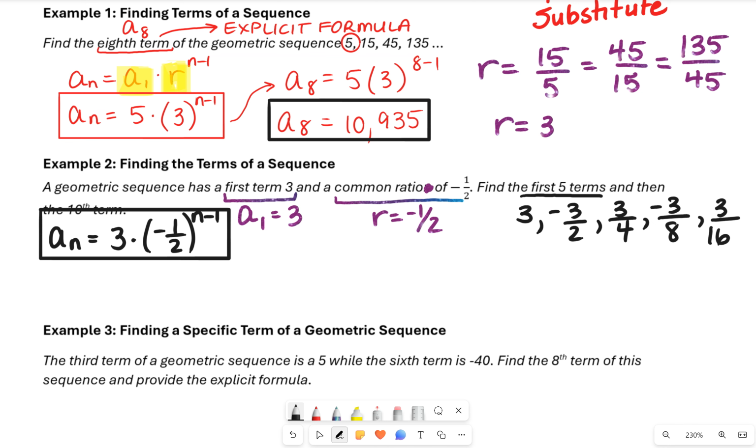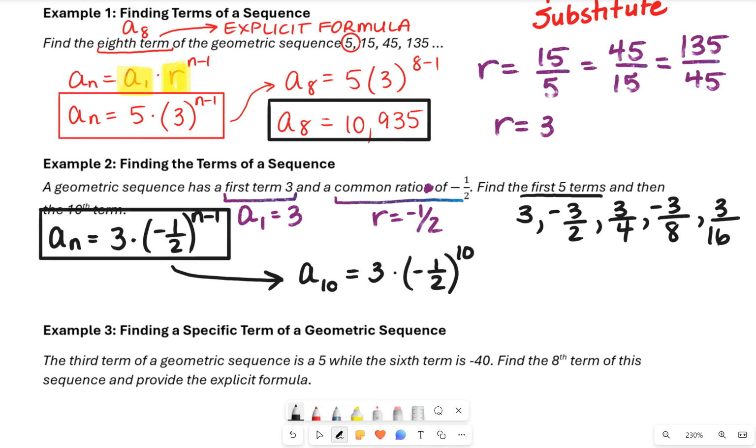Now I can keep doing that over and over again until I get to the 10th term. But why am I going to do that when I can just use a formula, right? So the 10th term, that's what A means. The letter A represents the word term. You could even use the letter T if you wanted to, but A sub 10 is the 10th term, and that's going to equal 3 times -1/2.